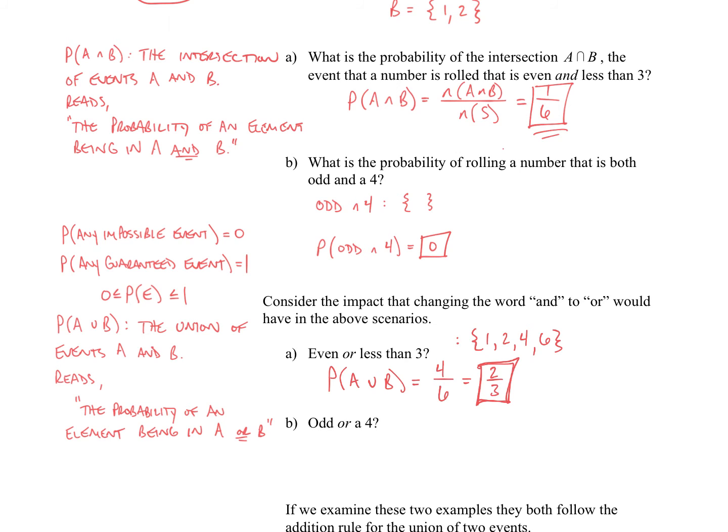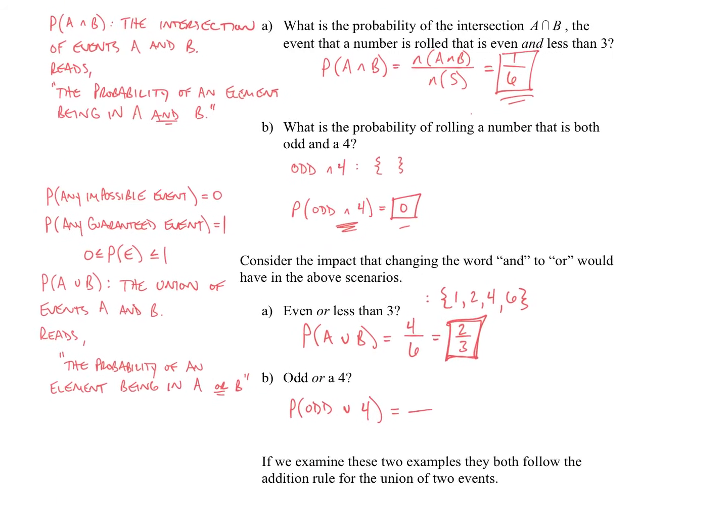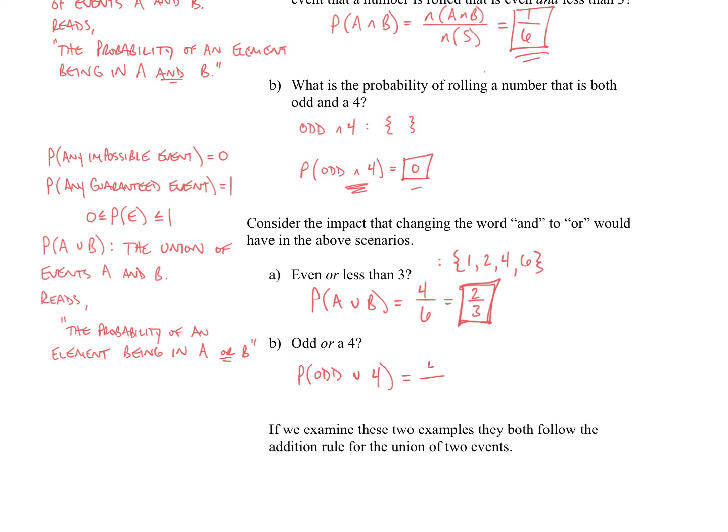Let's calculate the probability of a value being odd or a 4. Now when we tried to do odd and a 4, the probability was 0. That was impossible. But when we do odd or a 4, and we think about all the numbers that meet either of these criteria, go up to our set above. 1 is odd, 3 is odd, 4 is 4, and 5 is odd. So there are 4 numbers that are odd or are the number 4 out of 6, which again is 2/3.